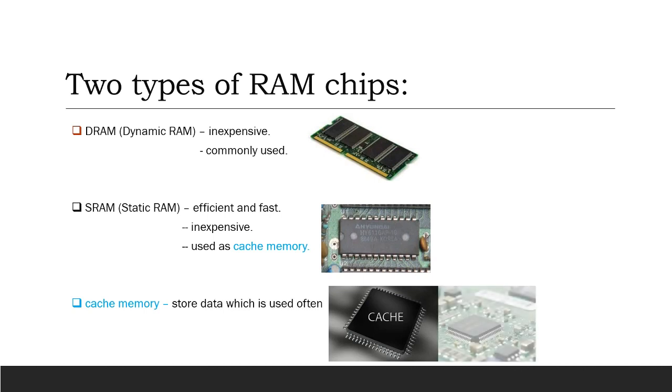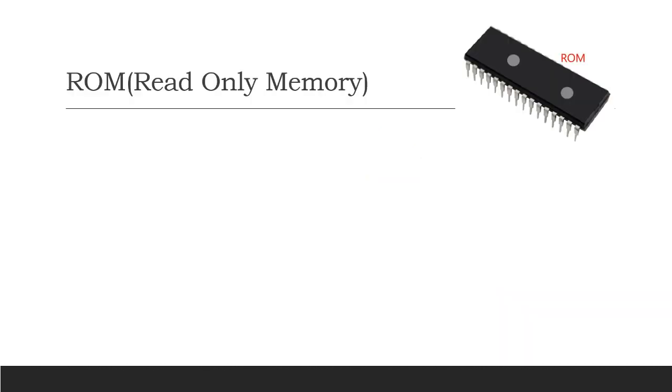Data which is used often is stored in cache memory for easy access of those data. Now, second is read-only memory, ROM. The name says read-only. The content inside the ROM is just meant for reading only. That is, it stores read-only data.